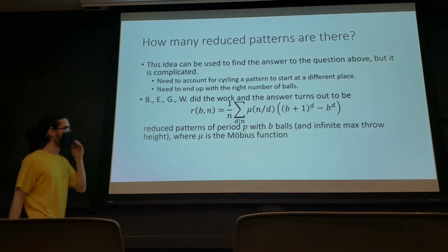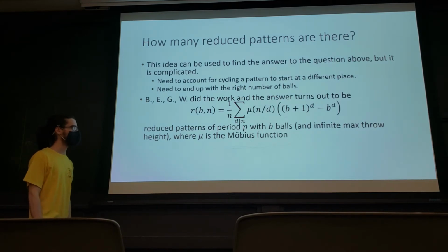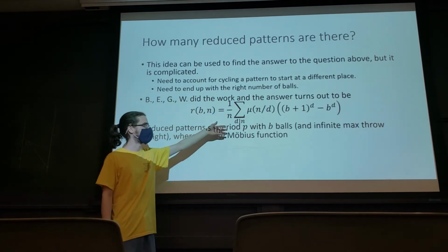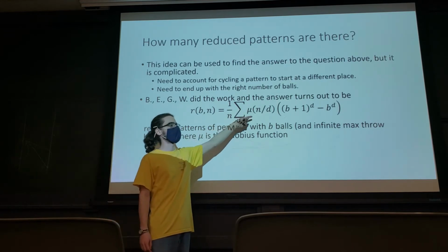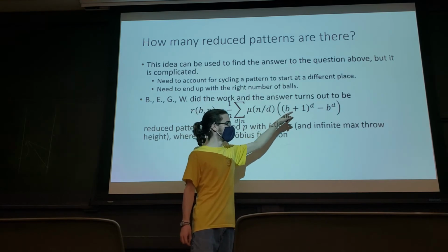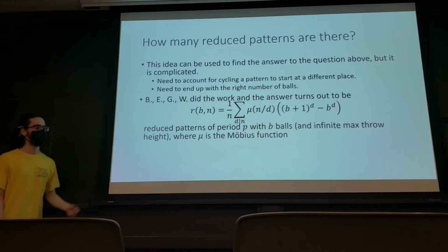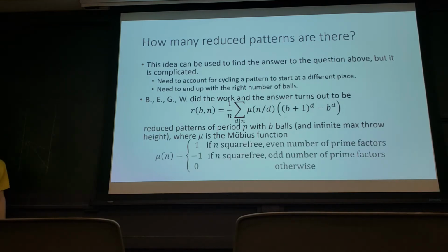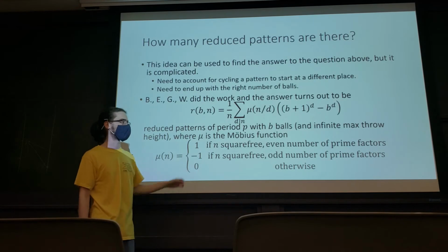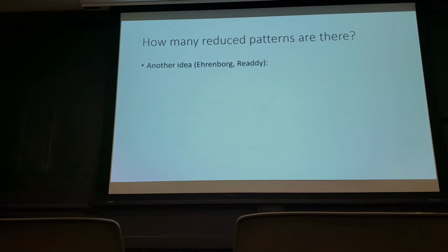And well, if you do the work, then you get this somewhat complicated formula, which is the number of reduced patterns is 1 over n times the sum over divisors d of the Mobius function evaluated at n over d times (b plus 1) to the d minus b to the d. And if you're not familiar with it, this is the Mobius function, which is encoding some information about the prime factorization of n. So the proof is somewhat complicated. Later, a simpler proof was developed, which I will present to you.